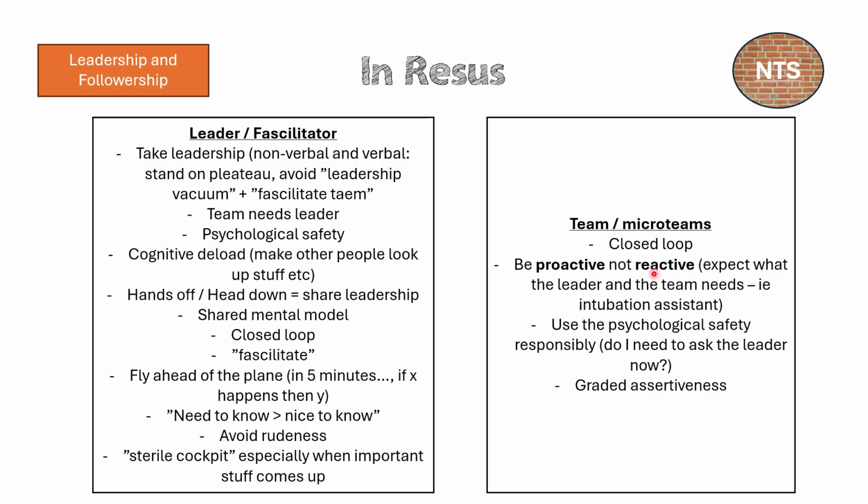Then the team needs to again do closed loop. But the thing about the team members is that they have to be proactive, not reactive. So again, one of my examples is every time you do an intubation, you have someone who's intubating, but you also have a team member right beside them, right? And the team member right beside the one who's intubating needs to be proactive, not reactive. They need to be one step ahead of the one intubating to know, okay, what do they need now? What do I have to hand them now?